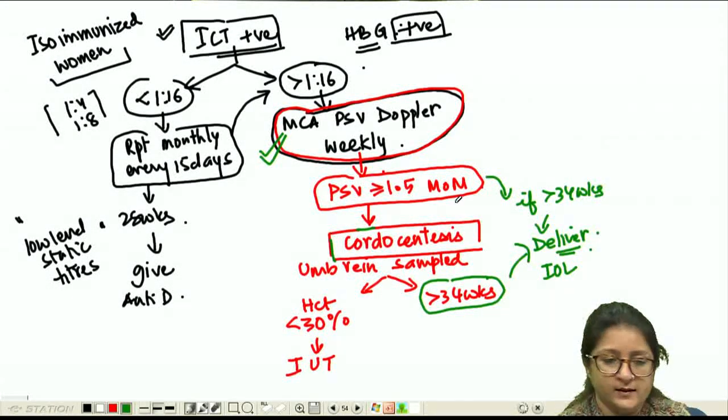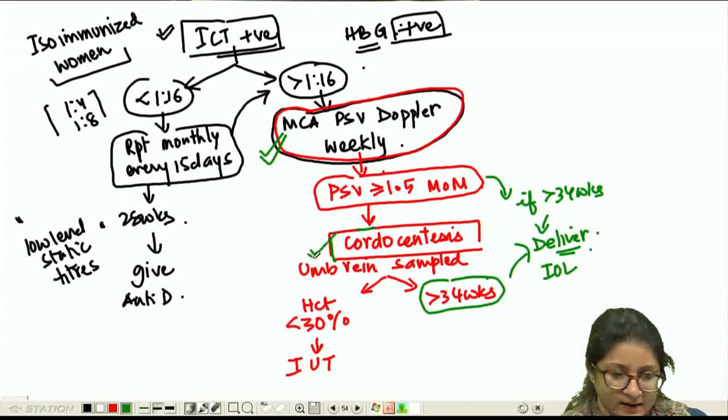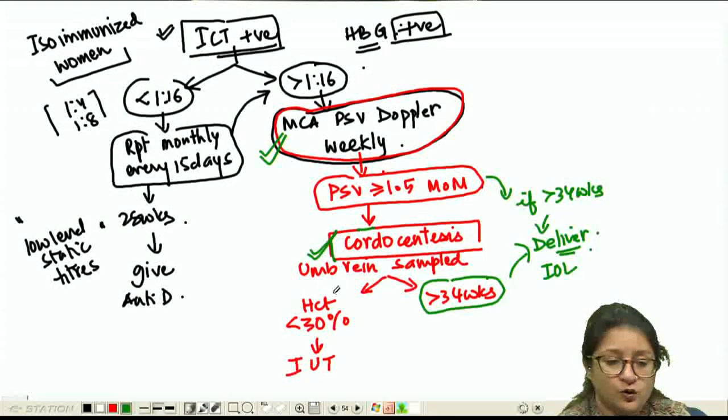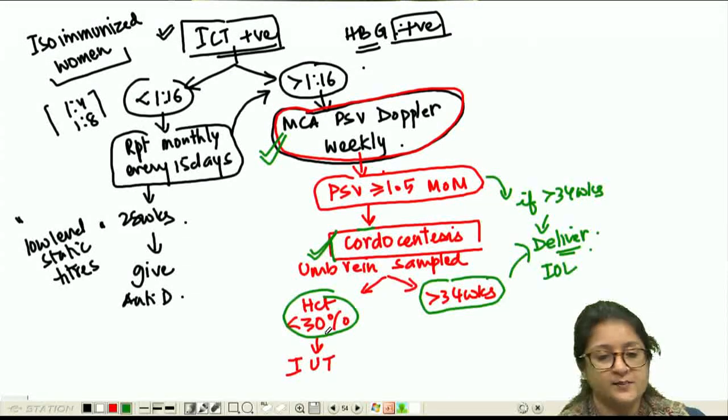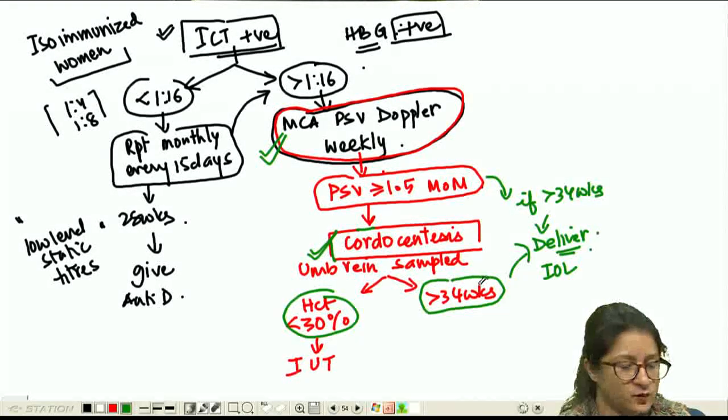MCA PSV Doppler studies are now done. If MCA PSV Doppler crosses the threshold value of 1.5 MoM, that means anemia is setting in, and then we have to do cordocentesis to go for blood transfusion, intrauterine transfusion if the hematocrit is less than 30%, and we keep doing this repeatedly with the hope of taking the pregnancy as far as 34 weeks.